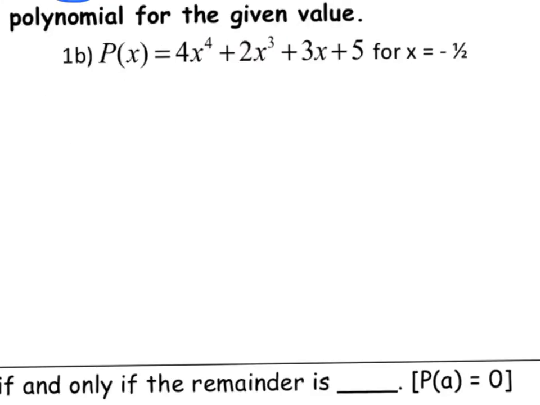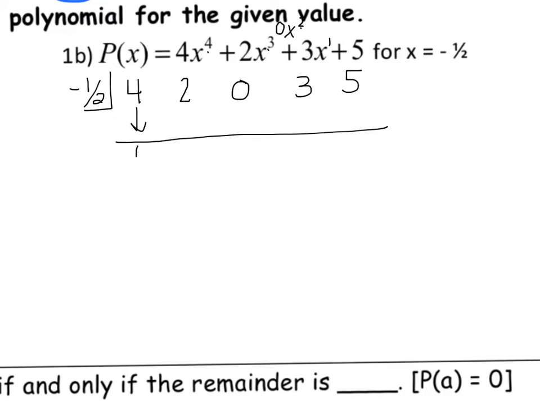Oh no, I gave you a fraction. Well, let's deal with it. Let's put the negative 1/2 in the box. Let's check our coefficients. 4, 3, oh, I'm missing x to the second. I'm going to have 0 of them. So 4, 3, 2, 1, and nothing. So here are the coefficients: 4, 2, 0, 3, and 5.